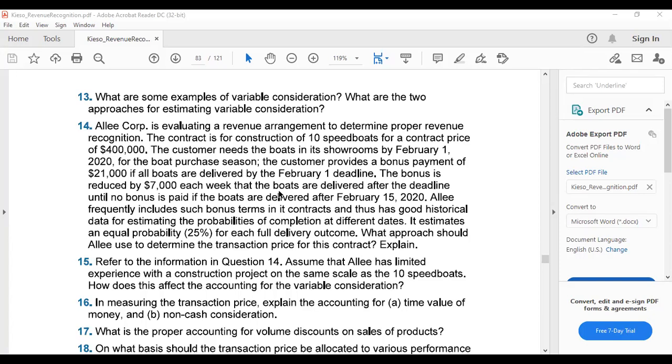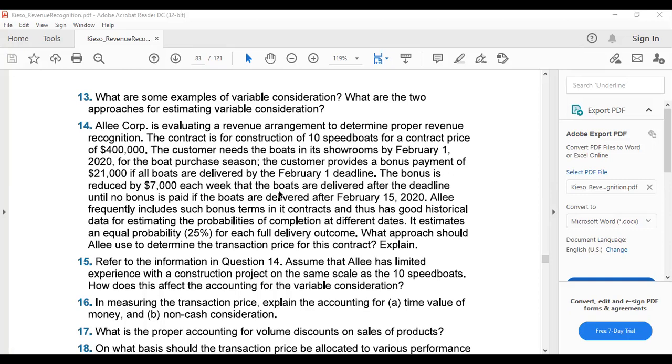So the bonus is reduced by 7,000 each week if the boats are delivered after the deadline, until no bonus is paid if the boats are delivered after February 15. So 414,000 again, sir, so 25% times 414,000. How did we get 414,000? Reduced by 7,000, sir. Okay, that's good. So you have 421,000, multiply it by 25%. So 103,500, sir.